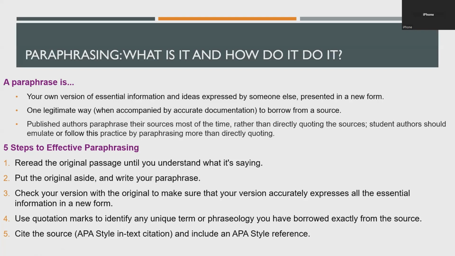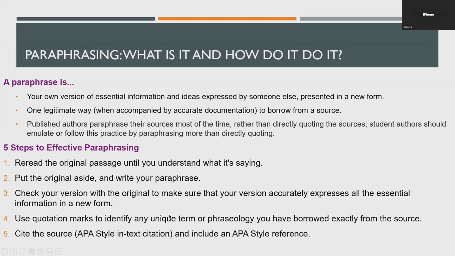Once you have rewritten the information, once you have put it into your own words, you're going to compare what you wrote to the original to make sure that your version accurately expresses the information. Because again, we don't want to mislead anyone. We don't want to put words in anyone's mouth. So our paraphrases still need to be accurate. They need to be true to what the original source was saying, but we're going to do our best to put that into our own words, using our own vocab, our own style.